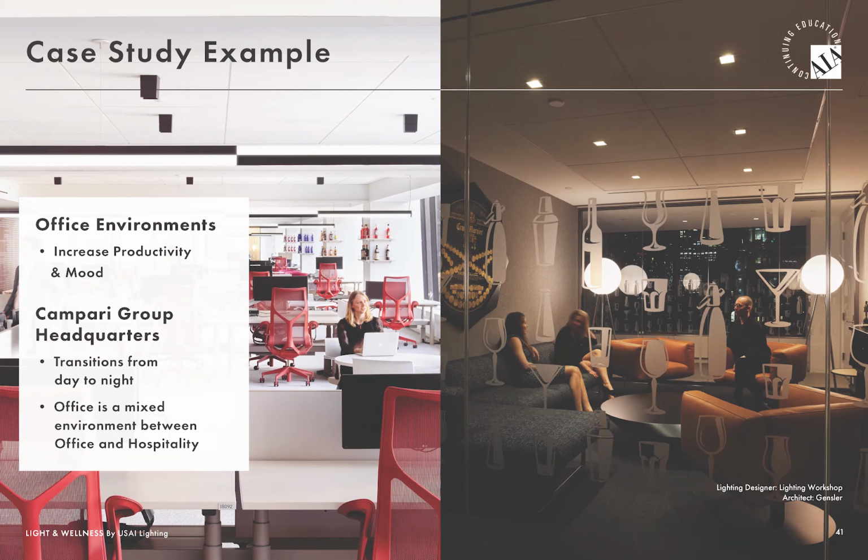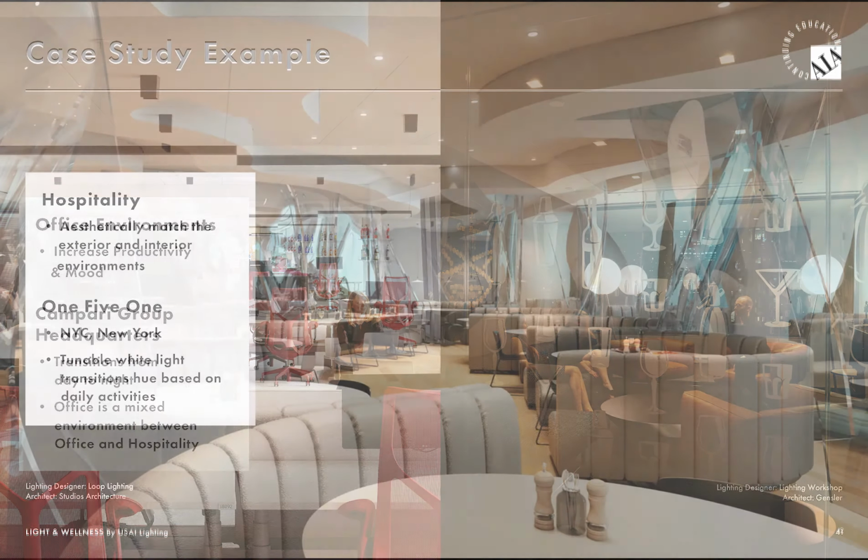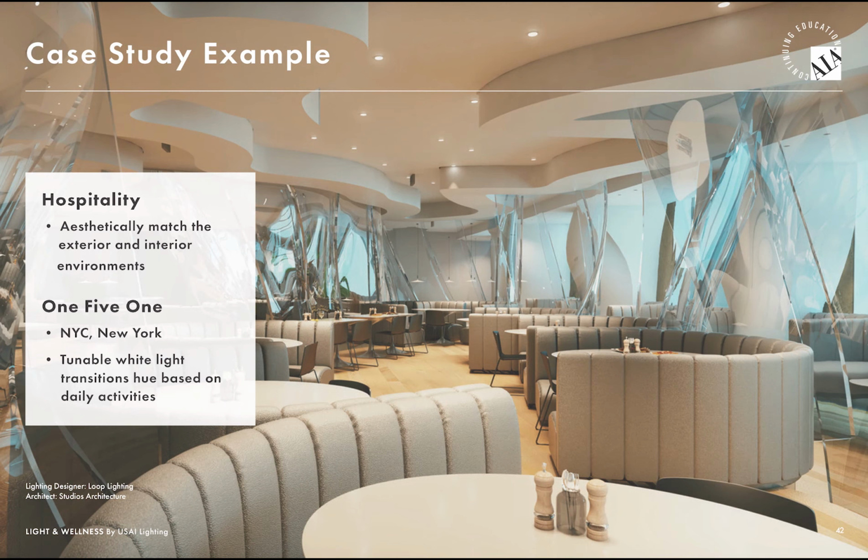In office environments, such as Campari's headquarters, they want their employees to be productive yet comfortable. Their space transitions from day to night to create an immersive environment for their employees. Hospitality locations, such as 151 in New York, can use dynamic lighting to create different scenes based on the daily activities. We've all been in a restaurant that transitions from its lunchtime service to dinner service by a waiter sliding a dimmer switch. At 151, they transition seamlessly between coffee in the morning, lunchtime at midday, and happy hour in the evening.